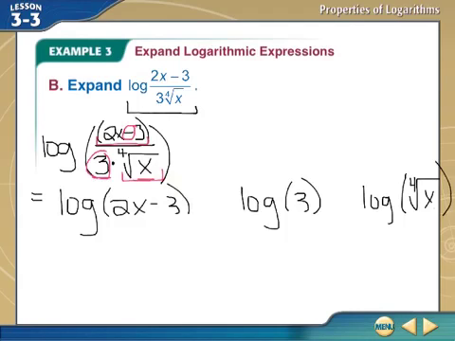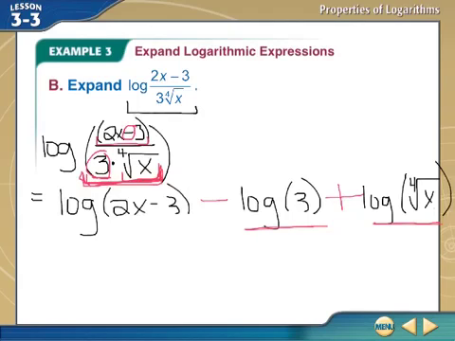Now, I'm dividing 2x minus 3 by 3. So I should have a subtraction sign there because when I divide, the quotient property says I should subtract those individual logarithms. And then if I look at log 3 and log of the fourth root of x, since I am multiplying these two things together, I would add those logarithms together, because the product property states that if you're going to expand, those logarithms have to be added together.